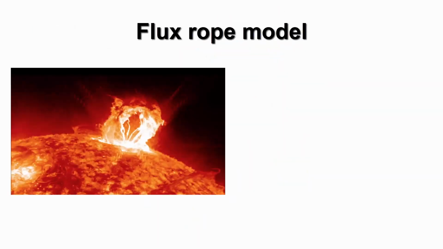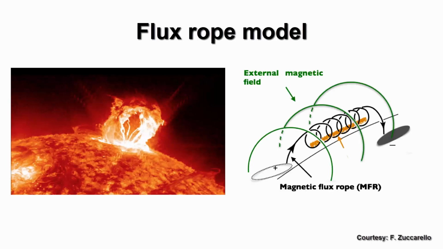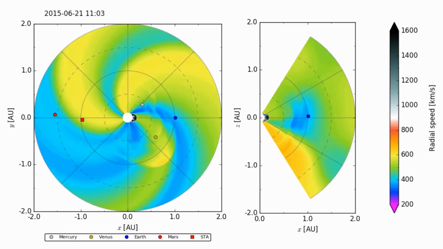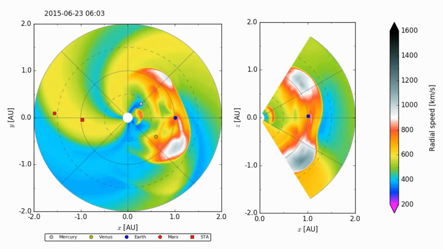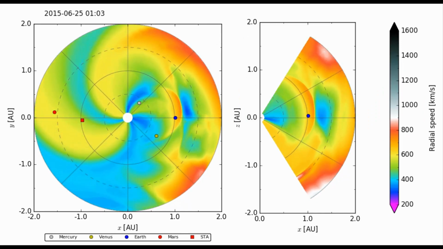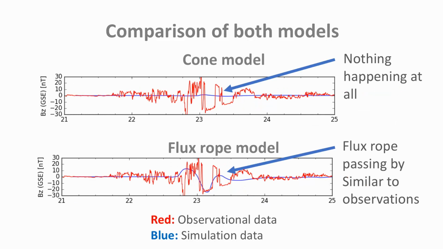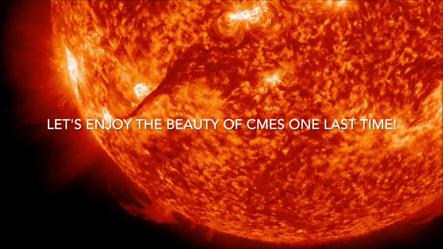When observing a CME before its eruption, we usually find a twisted magnetic flux rope. Its structure looks something like this. We have chosen to implement an analytic self-similar flux rope model, as this allows for easier implementation and faster computation, and our computation time for forecasting CME's arrival and impact is very limited. In this simulation, we have replaced one cone model CME with a flux rope CME. We can clearly see from the timelines at Earth that the magnetic field is poorly modeled by the cone model. The flux rope model, however, can capture more of the features of the magnetic field structure of the CME. Let's enjoy the beauty of CMEs one last time.